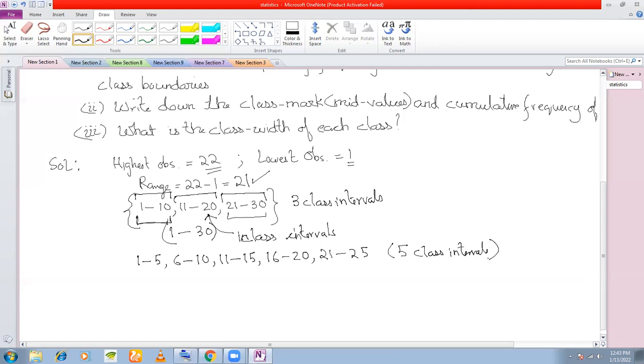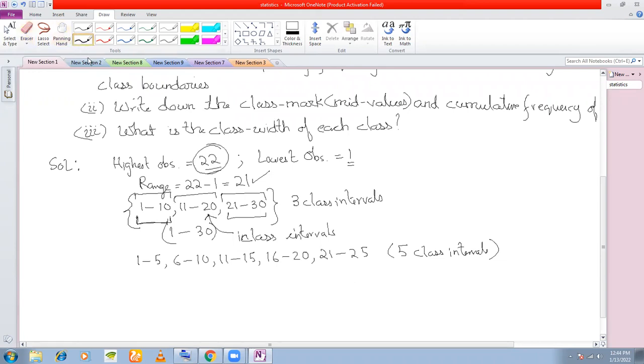Isn't it? Yes, sir. Ma'am, 25 to 30 is not there. Why would I not take 26 to 30? Because the highest is 22. I can classify 22 here, isn't it? So I don't need to go beyond 25. Clear? Okay, sir. That is why.